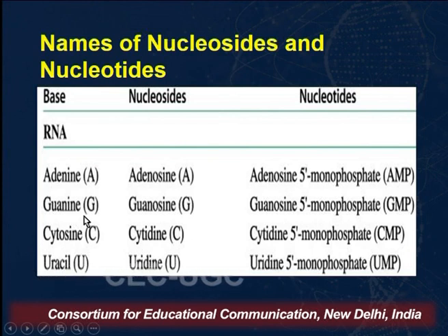If we have guanine, then the nucleoside will be guanosine, and the nucleotide will be guanosine 5-monophosphate, that is GMP. Similarly, for cytosine, it will become cytidine, and here the name will become cytidine 5-monophosphate, that is CMP. For uracil, it will become uridine, and here we will have uridine 5-monophosphate, and the abbreviation will be UMP.